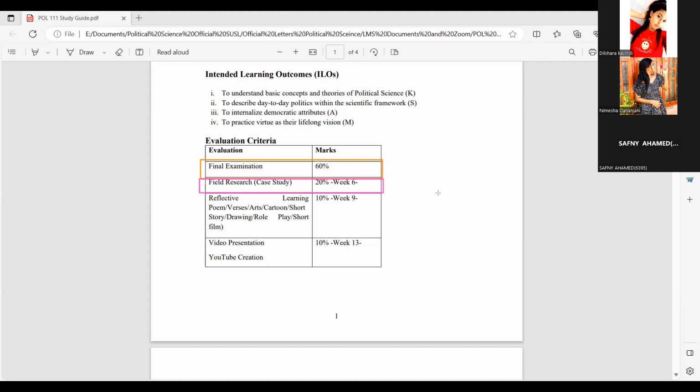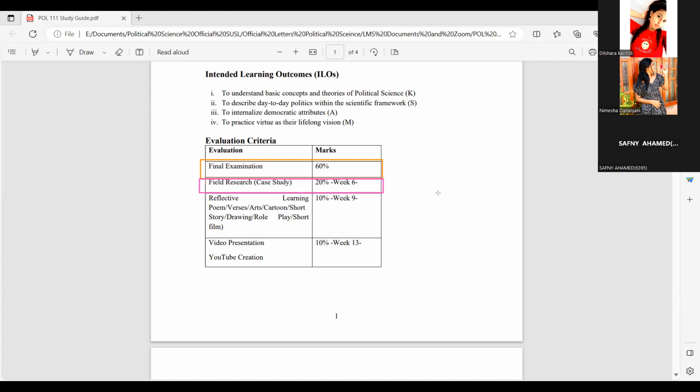So then, in the ninth week, you will tell us how you learn, how you understand, and how you perceive these concepts and theories, and you will share your feelings and reflect your knowledge with us by writing poems, making a small drama, making short films, or drawing cartoons. It depends upon you, right? I'm not going to force you.